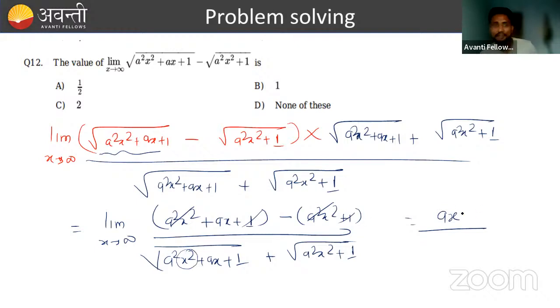And here you can see this is x square, right? And there is one x. So again, if you put x tending to infinity, it will be a problem, because again it will be infinity by infinity. So what I will do, I will try to bring this x square out. If I bring this x square out, it will become x only. And here it will become a square, and it will become ax by x square, and 1 by x square. Similarly, this side it will become a square plus 1 by x square.